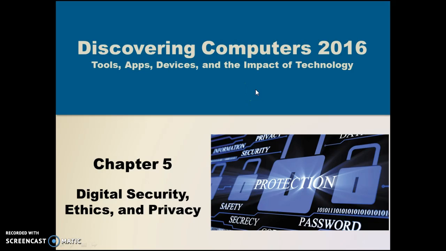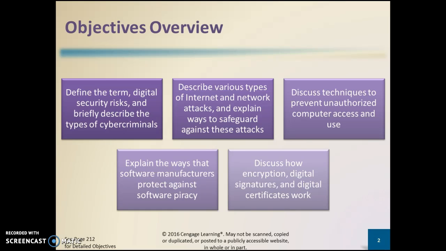Chapter 5, Digital Security, Ethics and Privacy. Objectives Overview. Define the term digital security risk and briefly describe the types of cybercriminals, describe various types of internet and network attacks, and explain ways to safeguard against these attacks. Discuss techniques to prevent unauthorized computer access and use.